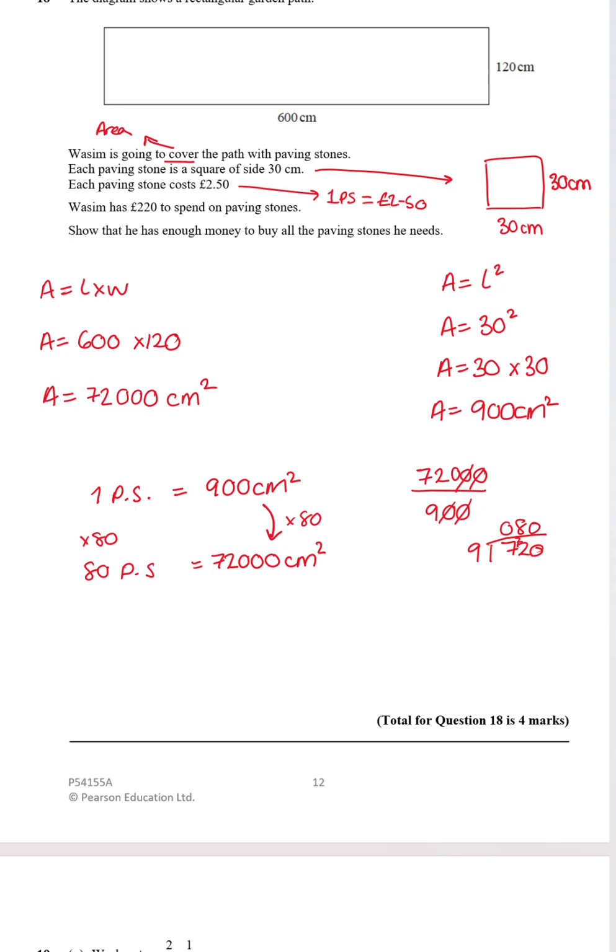I still have to work out the cost, don't I? So 1 paving stone, we know, right back up here again, costs £2.50. I've now worked out I need to buy 80 of them. So I'm going to multiply by 80. Multiply by 80. Rough working out on the side.